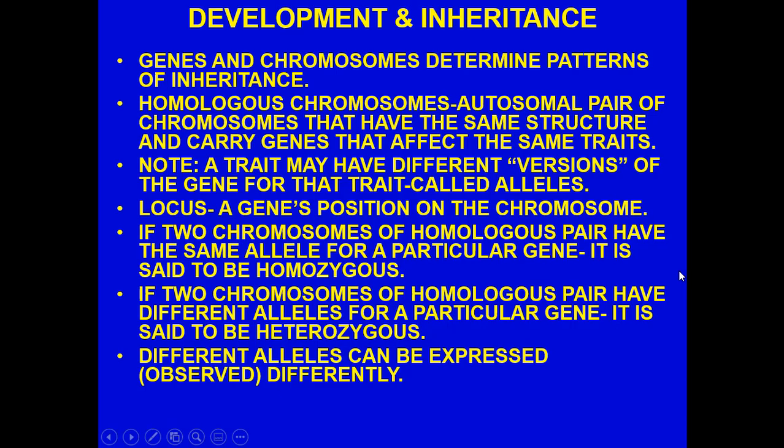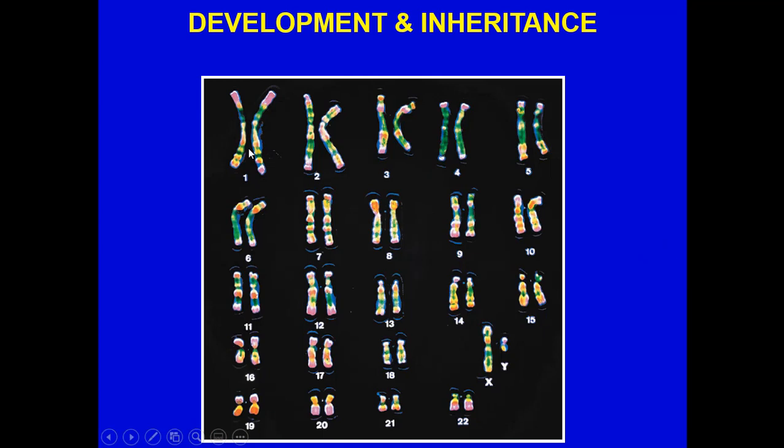Now, when we talk about genes and chromosomes that determine the patterns of inheritance, we have to understand certain terms. When I talk about homologous chromosomes, this would be an autosomal pair of chromosomes that have the same structure and carry genes that affect the same traits. So let me just make it simple. Let's go back a second and go to chromosome number one. We all have two copies of chromosome one. One of these chromosomes came from mom. One of them came from dad. They code for basically the same genes on each of them, but they may be versions where one is dominant and one is recessive. We don't know till you examine them.